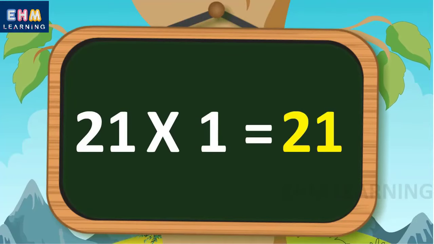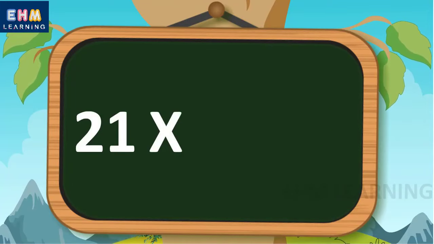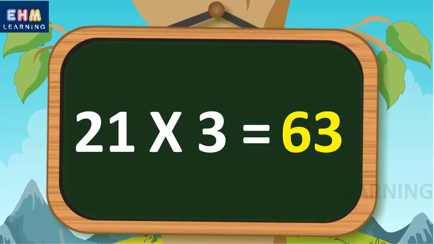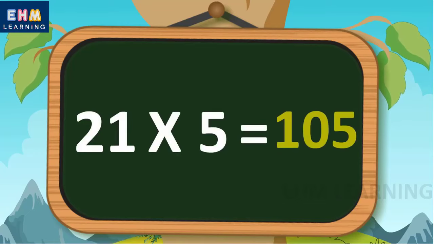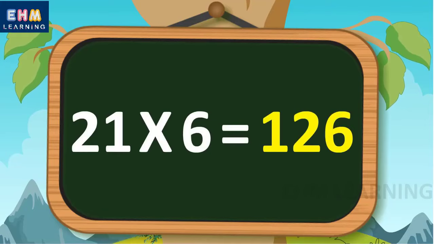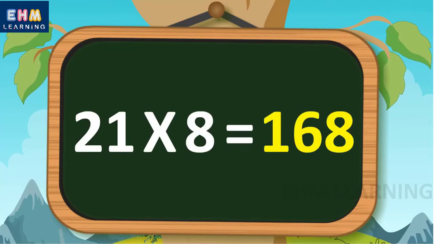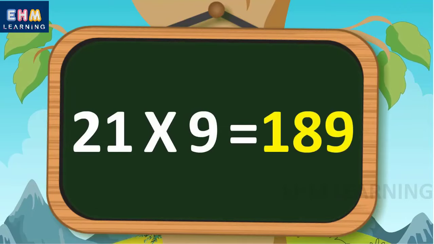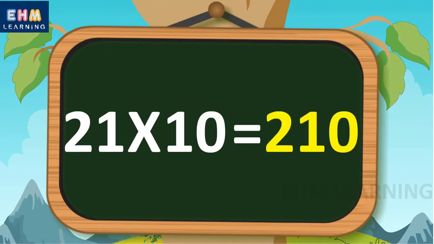Table of 21. 21 ones are 21. 21 twos are 42. 21 threes are 63. 21 fours are 84. 21 fives are 105. 21 sixes are 126. 21 sevens are 147. 21 eights are 168. 21 nines are 189. 21 tens are 210.